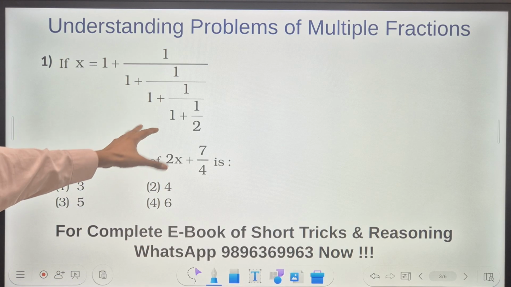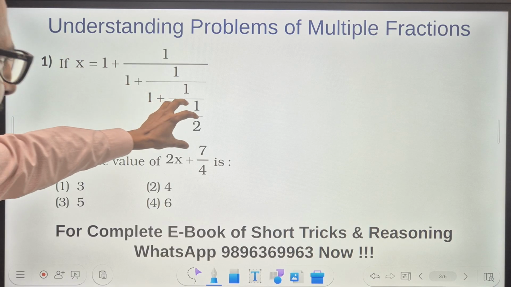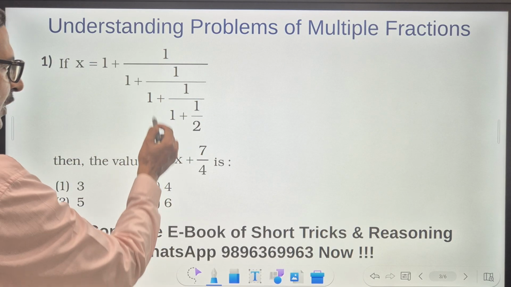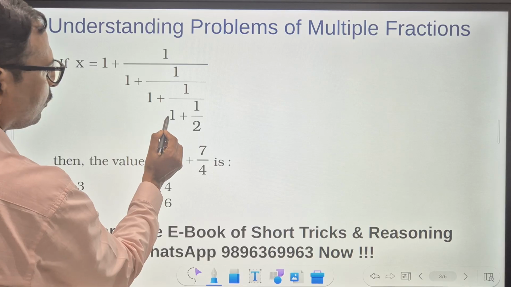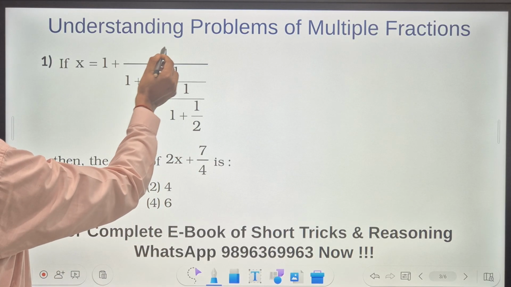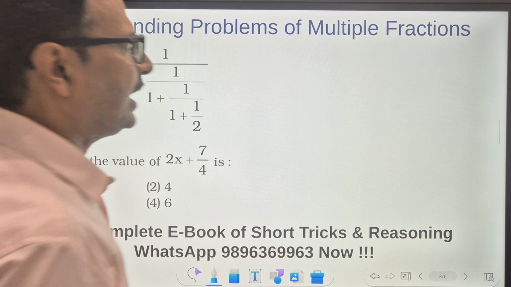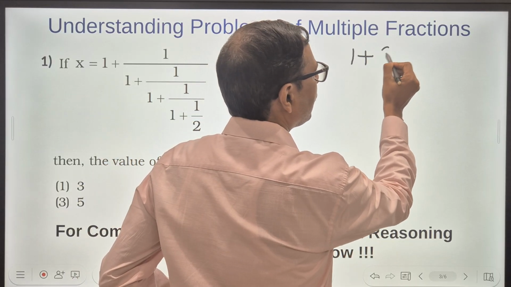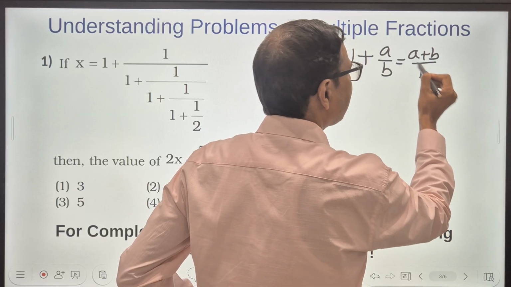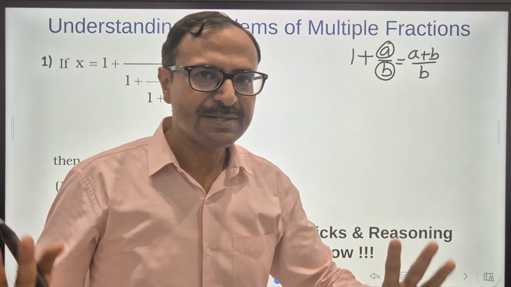Most of the students are going to pick up the pen and paper, and they are going to solve it starting from down here, the one at the base. But adding 1, see, 1 plus some fraction, 1 plus some fraction, 1 plus some fraction, and finally another one, right? That involves very simple logic, that 1 plus a upon b is actually a plus b upon b. So you just have to add the numerator and denominator and keep the denominator as the same thing.